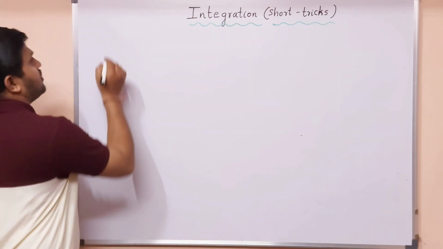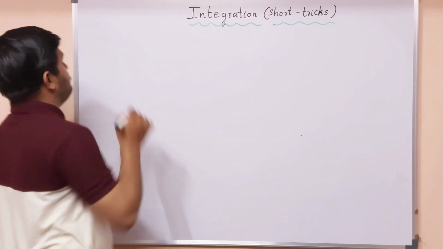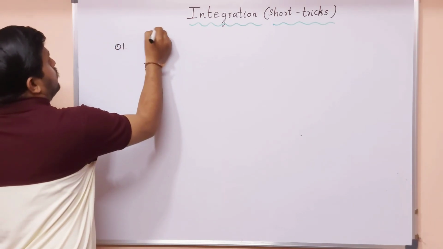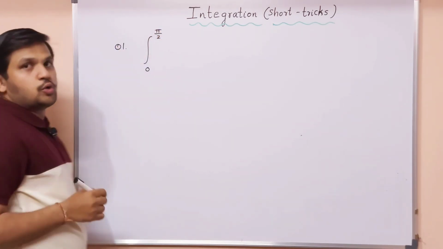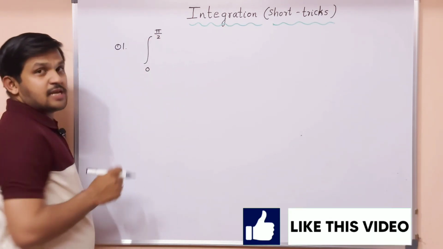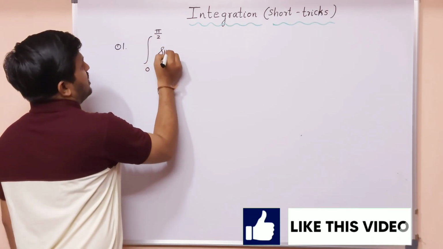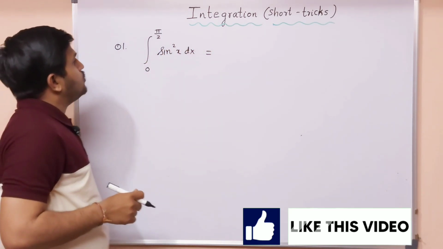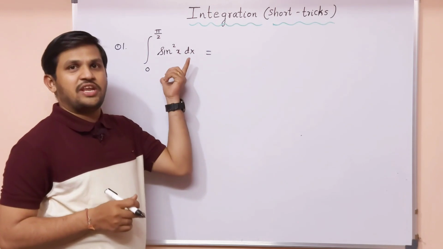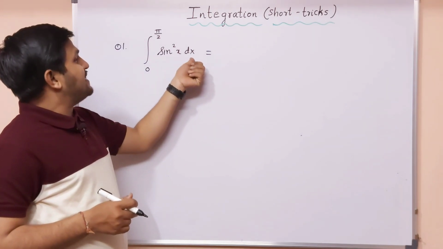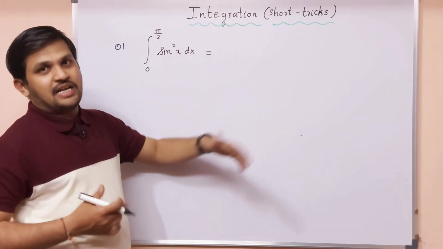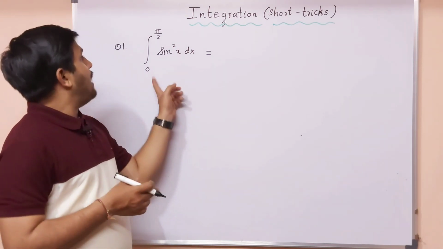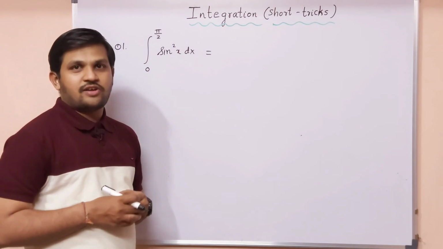Look at the question, which is of definite integral. Question number 1: the limits are from 0 to pi by 2, lower limit is 0 and upper limit is pi by 2, and the question is sin square x dx. You might have gone through these kinds of questions in your theory classes. First you convert it in terms of cos functions, then find the integral, apply the limits, and you will get the answer.